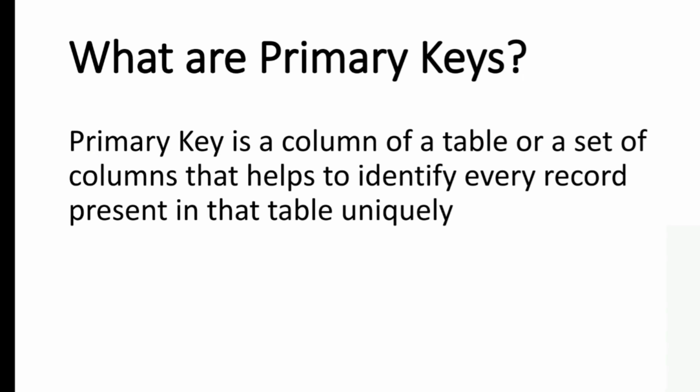Now next are primary keys. So a primary key is a column of a table or a set of columns that help you to identify every record present in that table uniquely. So there can be only one primary key in the table. Also, the primary key cannot have the same values repeating for any row. That is, one primary key can have only one primary key constraint. Right?